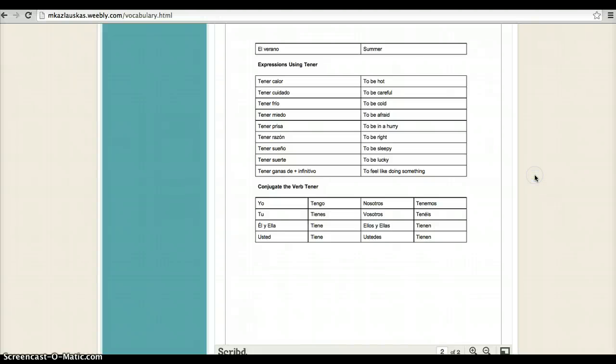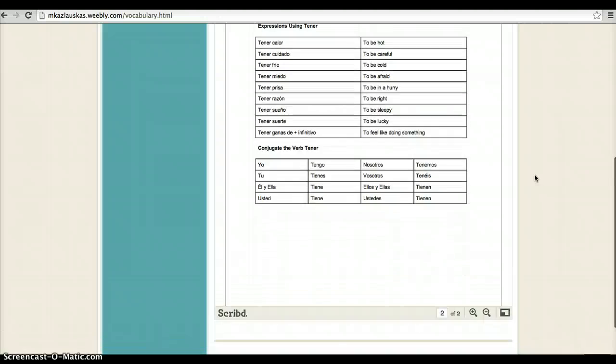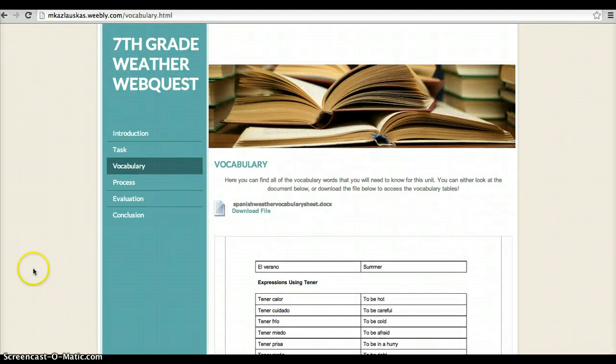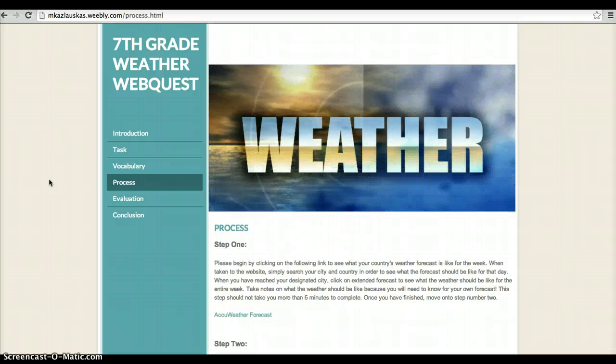So that's really useful, I think, because I remember from last year that students would forget their book and then say that they didn't do their homework because they didn't have the vocabulary. So this is specifically just with the vocabulary. The next page I created was the process. Now this is basically the web quest itself.